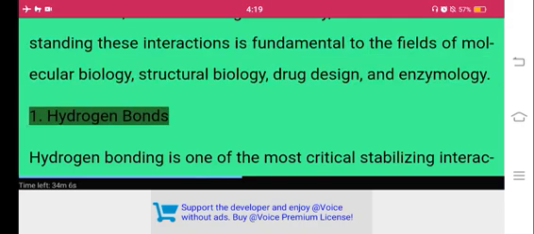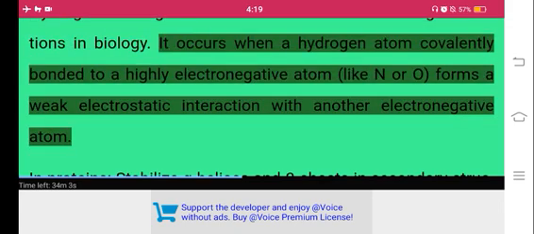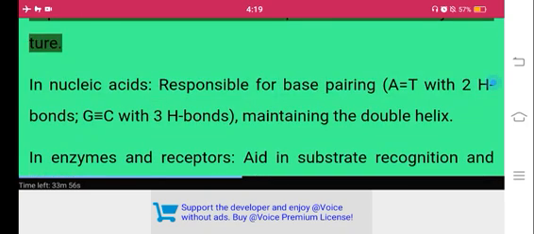1. Hydrogen bonds. Hydrogen bonding is one of the most critical stabilizing interactions in biology. It occurs when a hydrogen atom covalently bonded to a highly electronegative atom, like N or O, forms a weak electrostatic interaction with another electronegative atom. In proteins, they stabilize alpha helices and beta sheets in secondary structure.